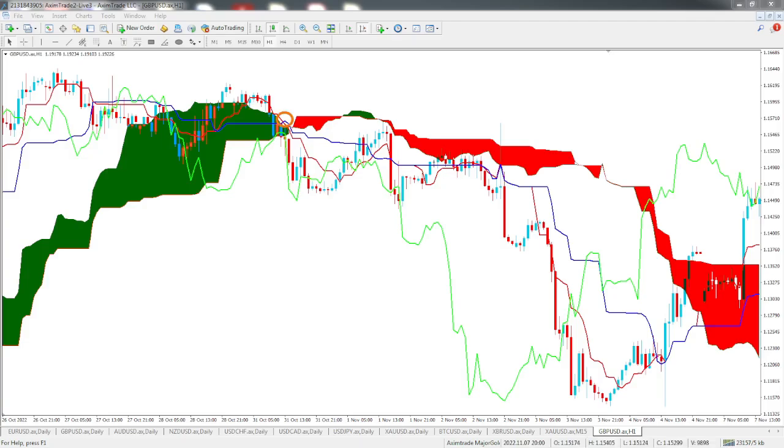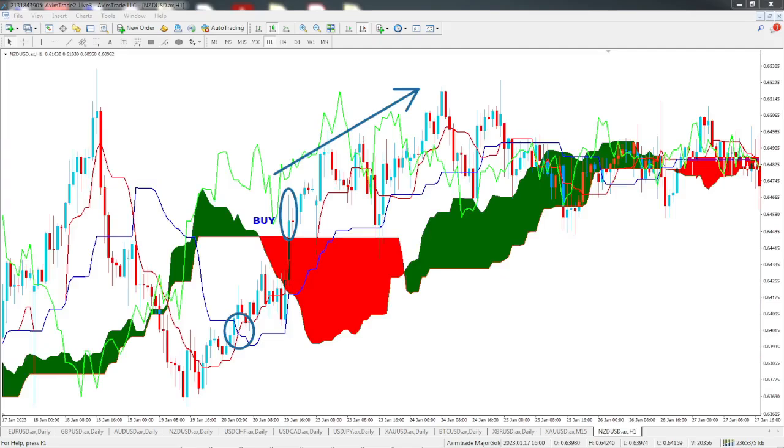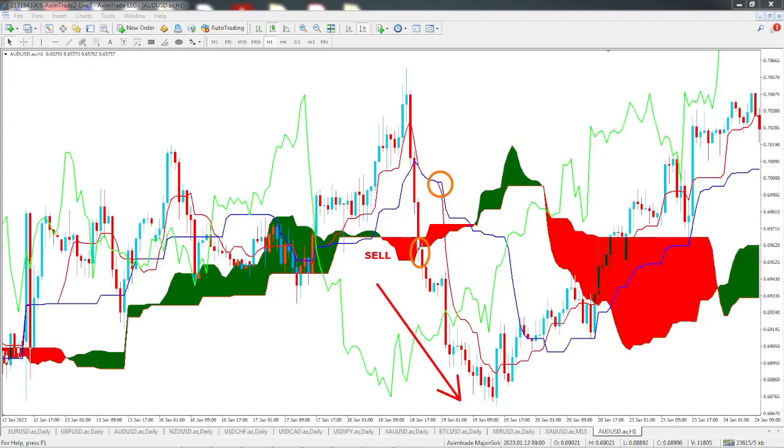Meanwhile, when the Tenkan-sen line, red, crosses below the Kijun-sen line, blue, and the price closes below the cloud, a sell order can be initiated. Here are a few trade examples that use the Ichimoku indicator.